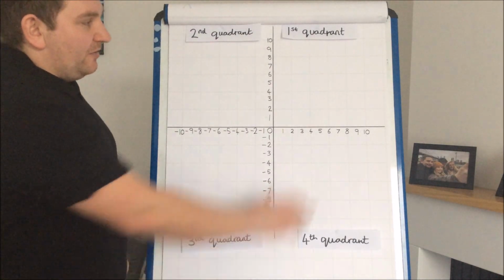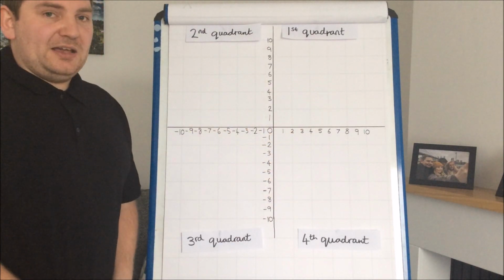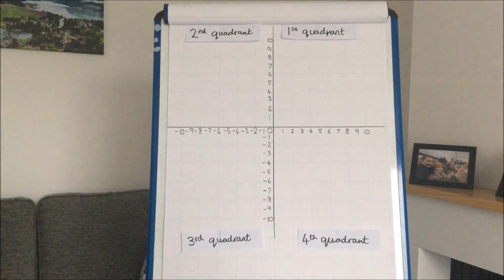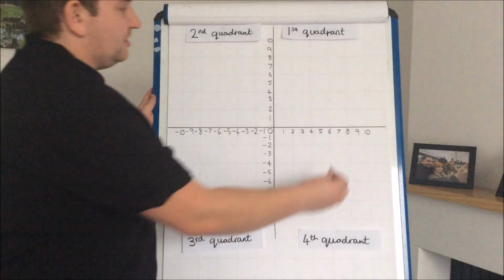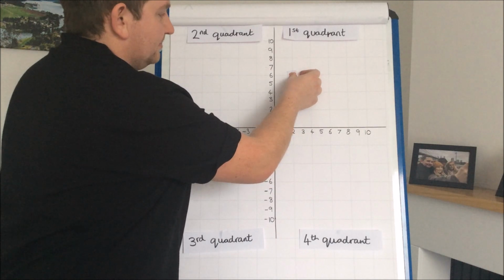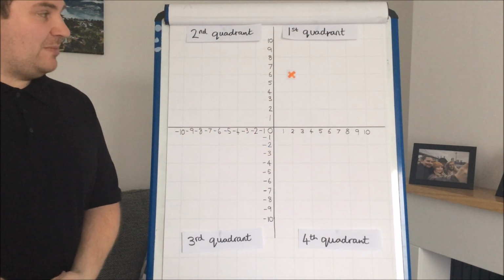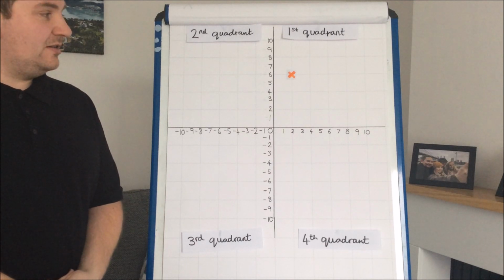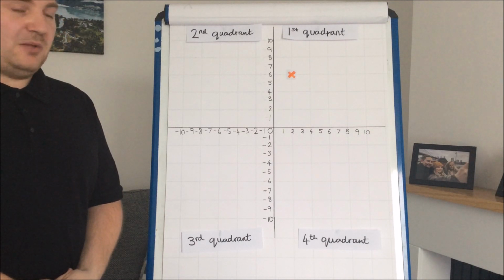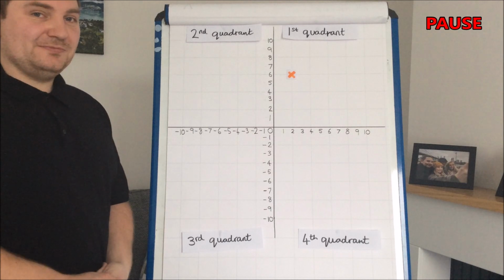So I think we're quite confident to name the points in here with coordinates. So I'm going to place an orange cross just here, and I'd like you to have a think about what the position is. So pause your video now and have a think.